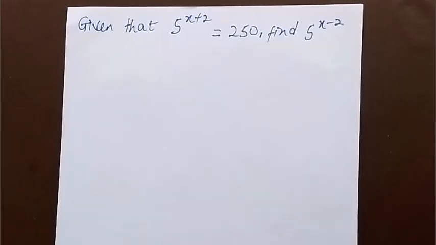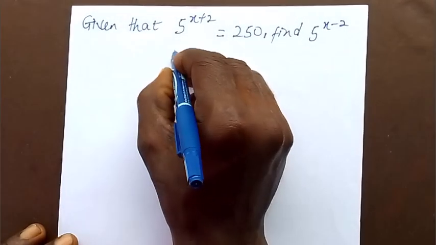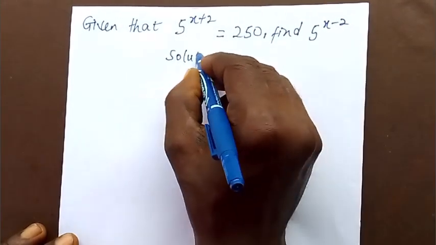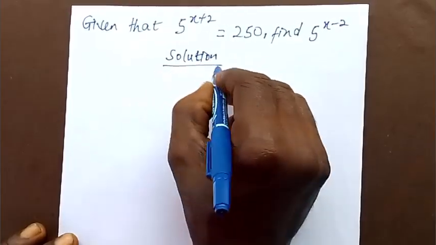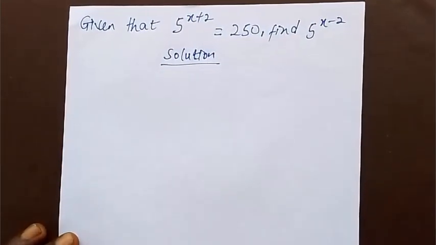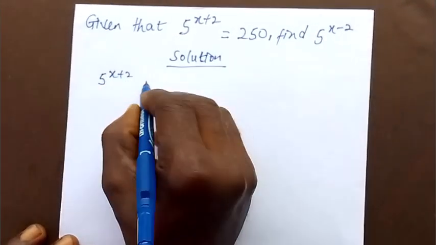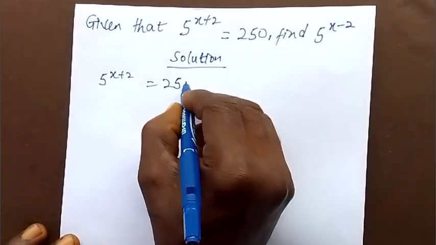We are given that 5 raised to the power x plus 2 equals 250. We want to find 5 raised to the power x minus 2. Let's jump straight into it. So given that 5 raised to the power x plus 2 equals 250.